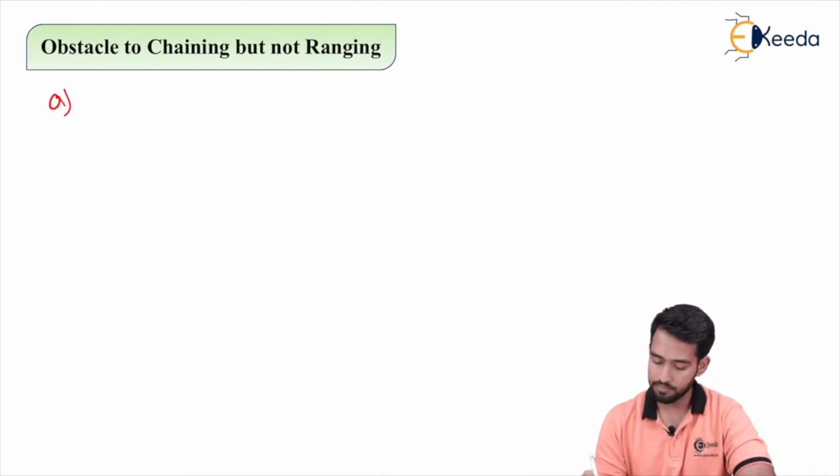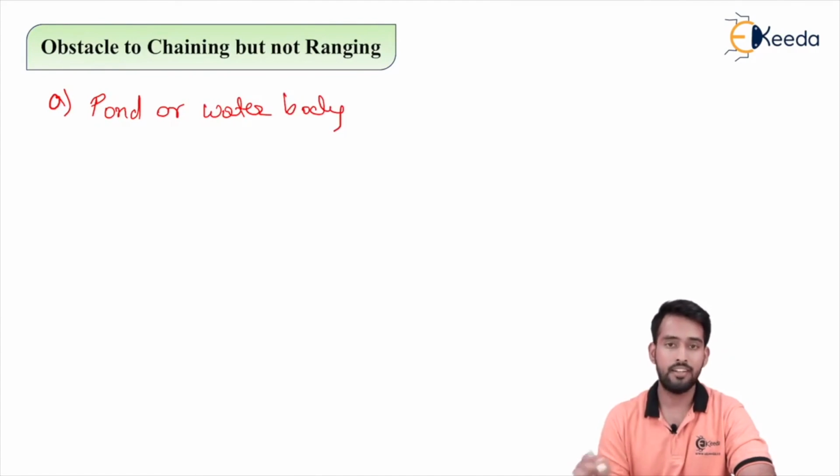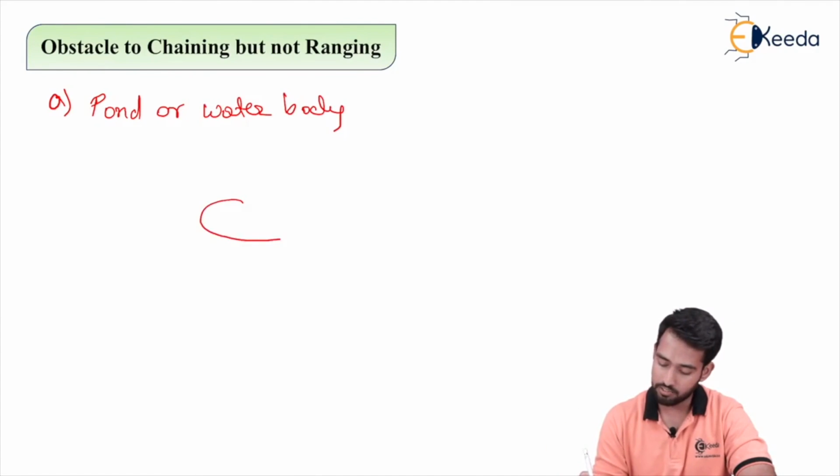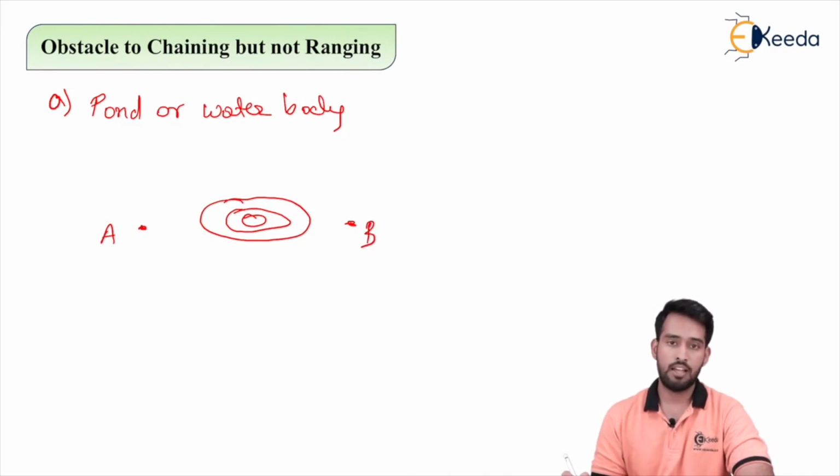The first type is a pond or water body. A small water body is present in a particular area. For example, I will take a pond. Now you are standing at point A, and we have to calculate the distance between A and B. Now what will we do? Simply, what can we do? We can see these objects, but we can't chain it.